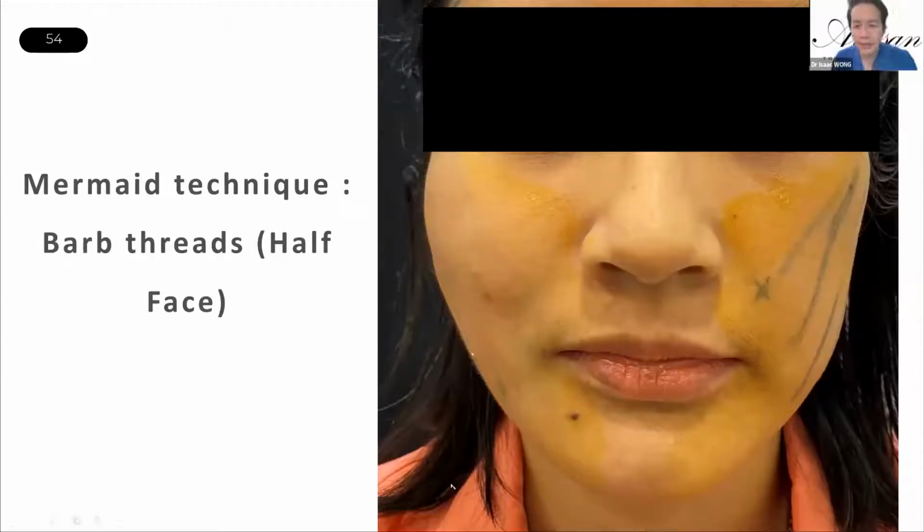Okay, so this is the result of the Mermaid technique. On this side, the patient's right side, our left, we can see that there's a nice contour from the chin to the cheeks. You can see the reduction of the nasolabial fold and the reduction of the jowls.